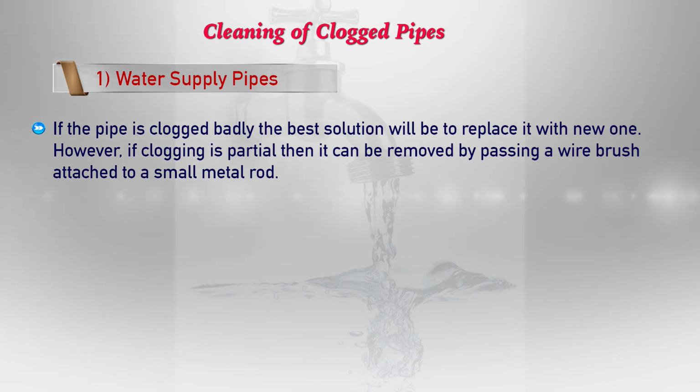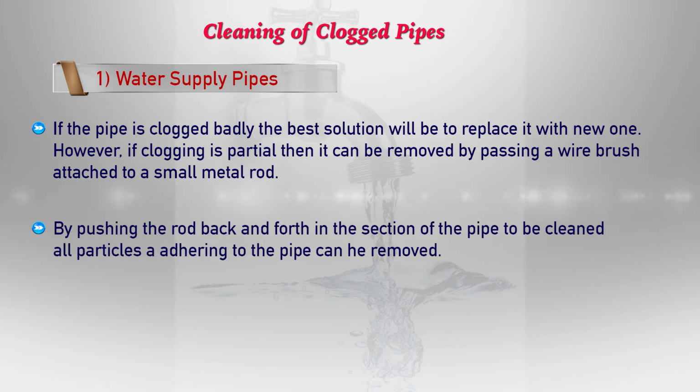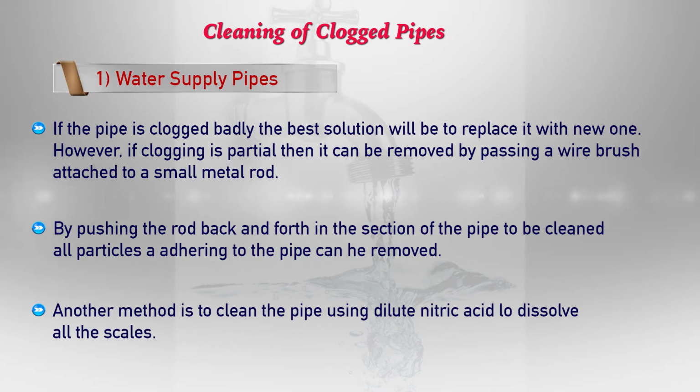However, if clogging is partial, then it can be removed by passing a wire brush attached to a small metal rod. By pushing the rod back and forth in the section of the pipe to be cleaned, all particles adhering to the pipe can be removed. Another method is to clean the pipe using dilute nitric acid to dissolve all the scales. Another method which is used for cleaning pipelines is by flushing with water flowing at high velocity.